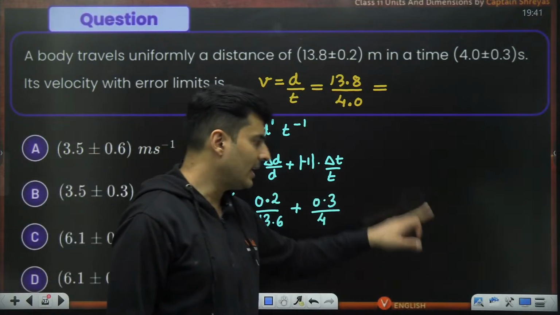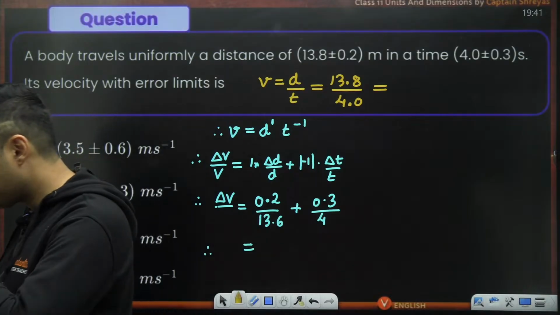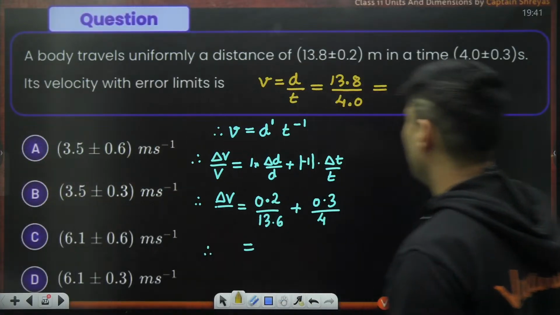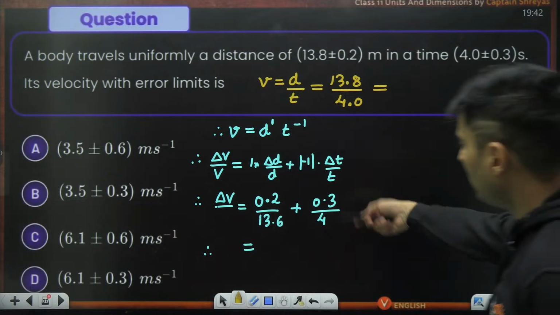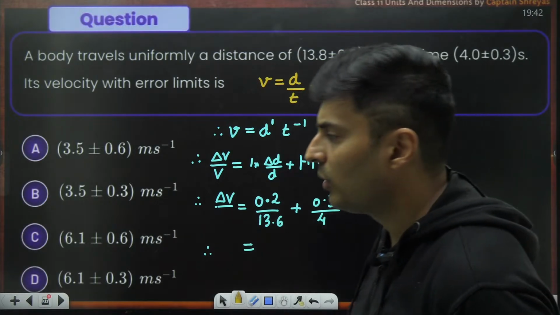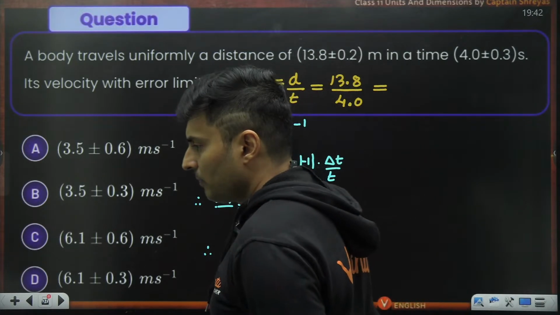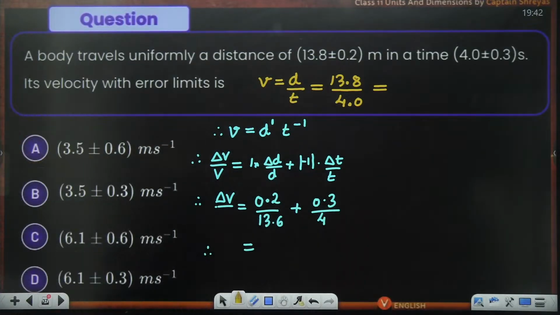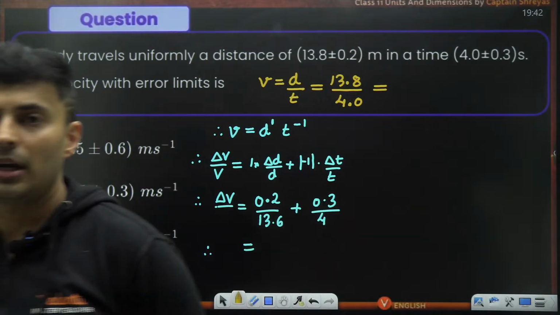Come on, what is the answer that you are getting, my dear students? Try to figure this out. 13.8 divided by 4, put it over here and do all these calculations. I'm waiting for your answers. Do it quickly. Everybody takes some time, but it's okay. But I want you to try it out on your own, because these kind of questions will definitely come in your JEE examination. And when it comes, I don't want you to be stuck.